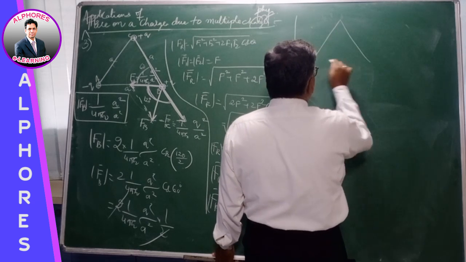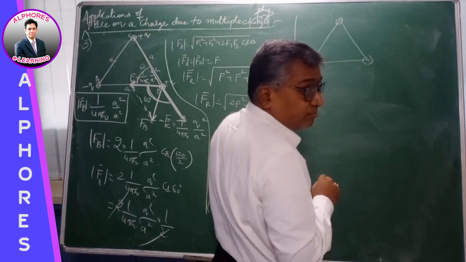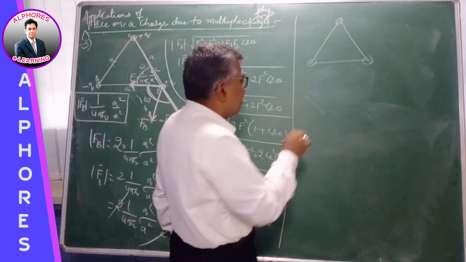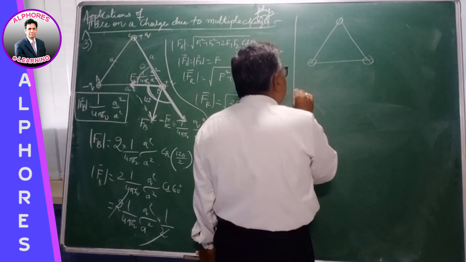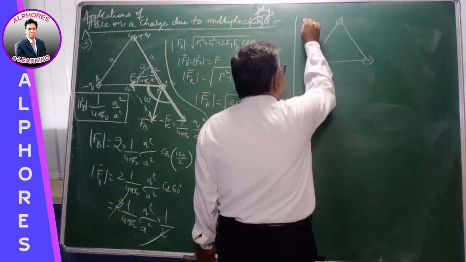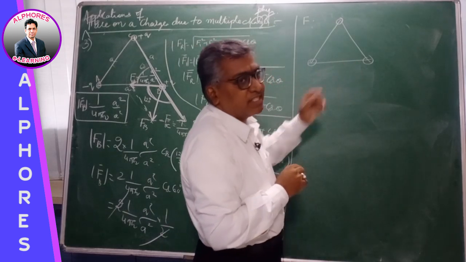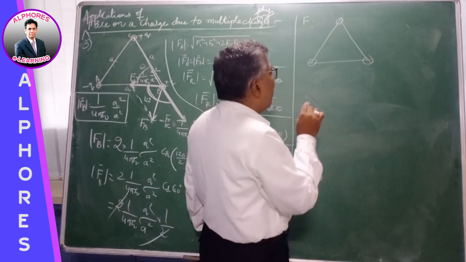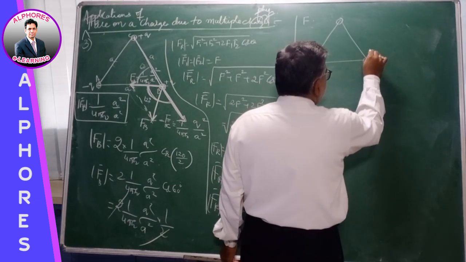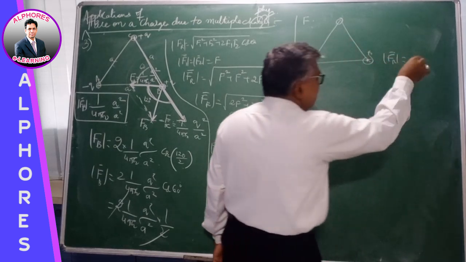There are three identical point charges on the vertices of an equilateral triangle of side A. Let the magnitude of the force between any two of the charges be F. Then what is the resultant force on any of these charges? Let's say the charge at B. The magnitude of the resultant force on this charge will be dash.